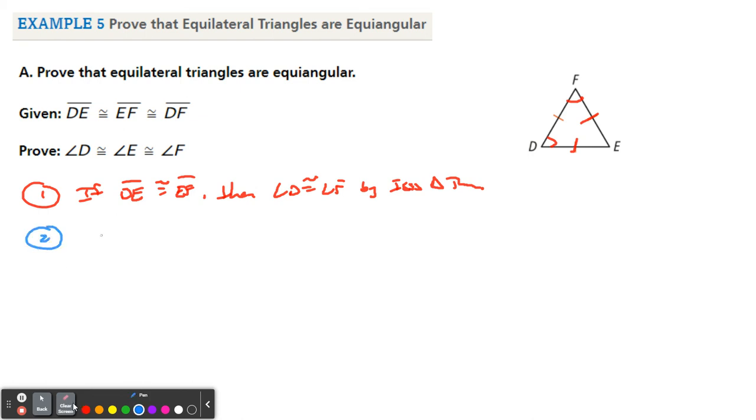Step 2, let's use another pair of sides. Let's use EF if segment EF is congruent to segment DF. So now if EF is congruent to DF, now DE is the base, so now angle D and angle E are congruent. Then angle D is congruent to angle E by the isosceles triangle theorem.